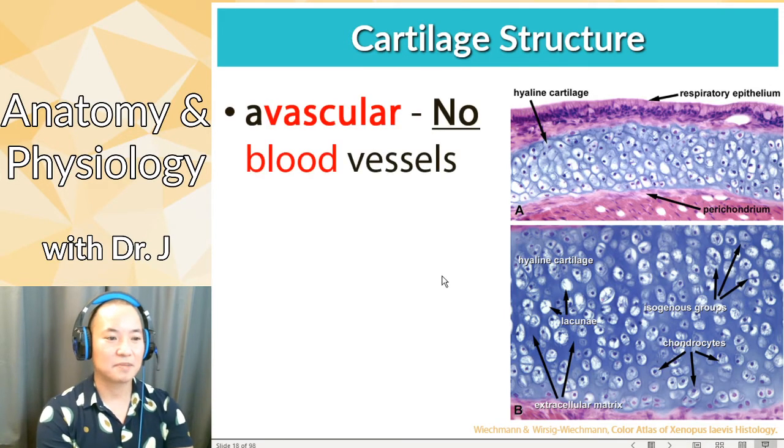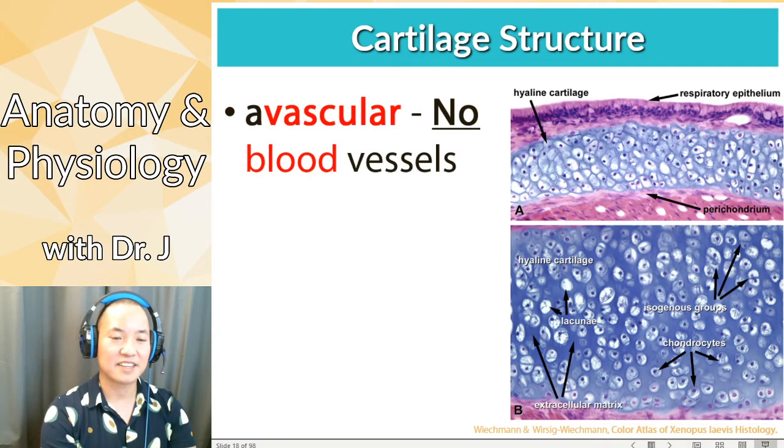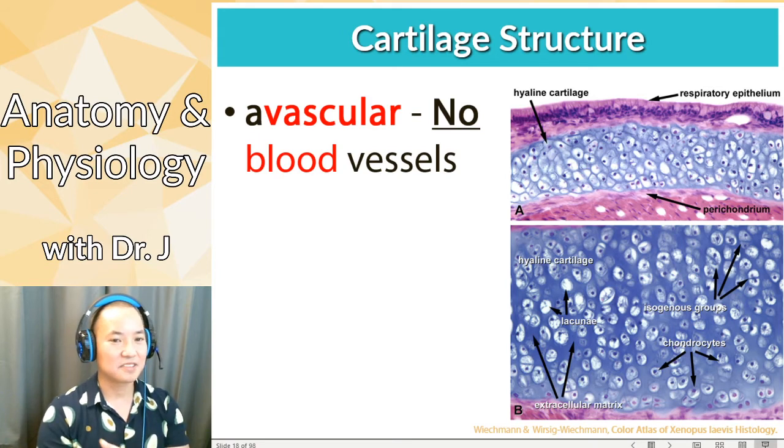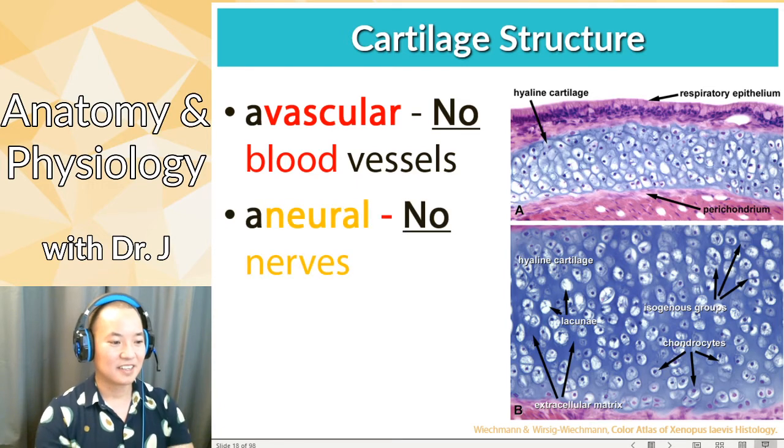So the interesting thing about cartilage is that it's avascular. So whenever you see that prefix A, that means without. So this means that cartilage typically does not have blood vessels. And why doesn't it have blood vessels? Actually, the cartilage cells, the chondrocytes, they secrete a special protein that inhibits the growth of blood vessels. There is a name for it, but I think that's more a 300 level question. And then aneural, so there are no nerves.